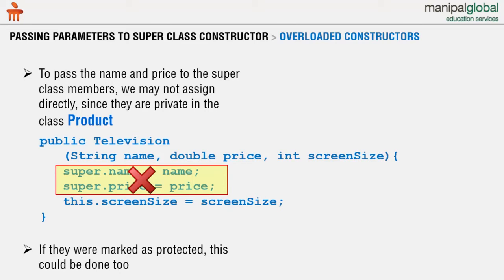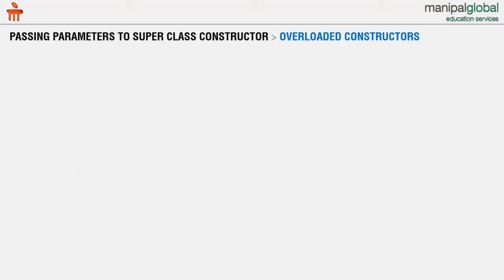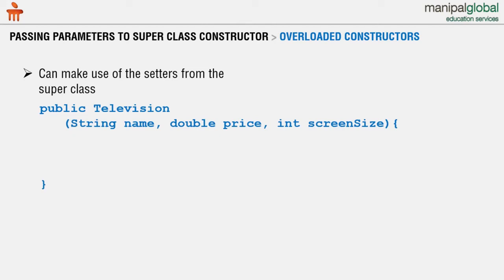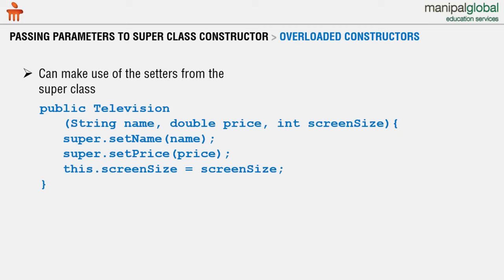Now, the alternative to this would be to make use of some setters. For example, we can have the same constructor. This time we'll say super.setName and super.setPrice. Of course, you don't have to use super dot here because setName and setPrice are inherited members of the Product, but this gives you more clarity. This is not a problem. And then of course we assign the screen size.